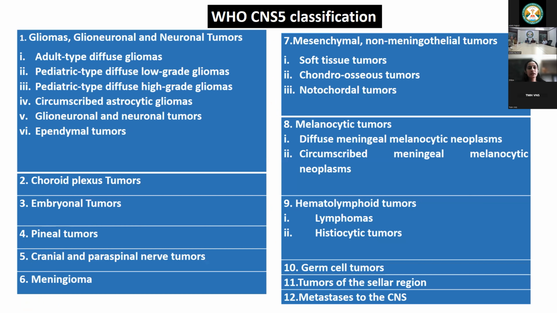We have the first group of glioma, glioneuronal and neuronal tumors. Then we have the choroid plexus, embryonal, pineal, nerve sheath tumors, meningioma, other mesenchymal tumors, melanocytic, hematolymphoid tumors, and even the germ cell tumors can occur in the CNS. Finally, we have metastases to the CNS.